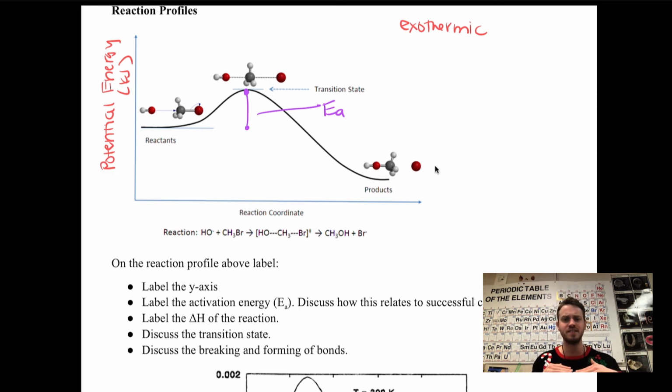Now, in terms of how this relates to successful collisions, higher activation energies mean fewer successful collisions. Lower activation energies would mean more successful collisions, because more collisions would have enough energy to overcome the activation energy. For our delta H, remember that is the difference in energy between the reactants and the products. We calculate that by doing final minus initial. Then something we haven't seen before is this transition state.